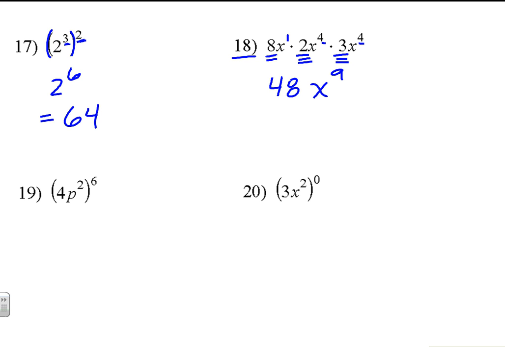So I like talking about the common mistakes. Here's another common mistake, number 19. I'll see this. Hopefully you see what's wrong with this. 4p to the 12th. Can you catch it? This 2 is only in charge of the p. Exponents are lazy. But this 6 is in charge of the p's and this 4.